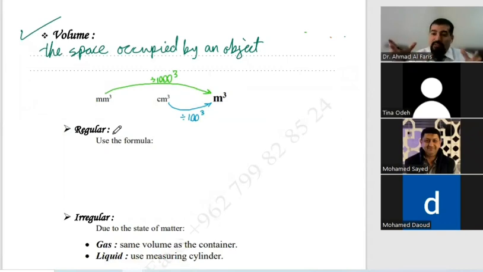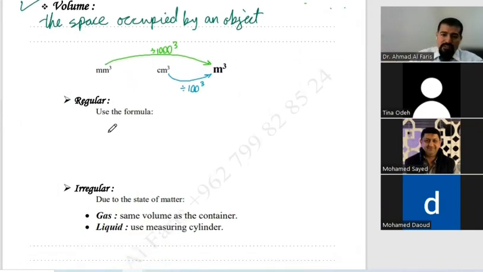Now, the main two formulas for regular shape objects that we have to know in physics. We have a lot in math, shapes that we have to know their what? The volume, how to find it. But for regular shape objects, we have the rectangular block, or box.